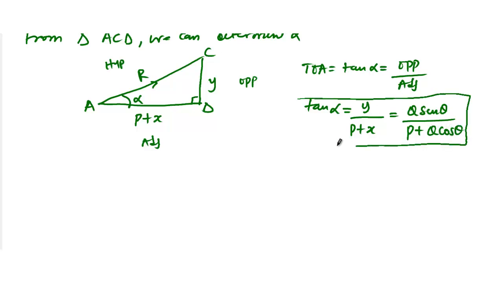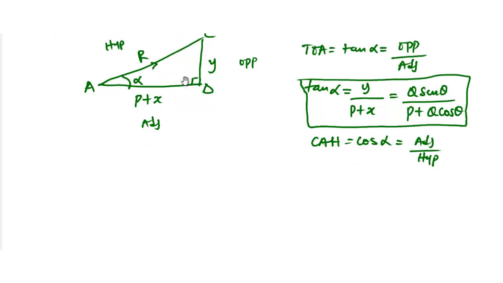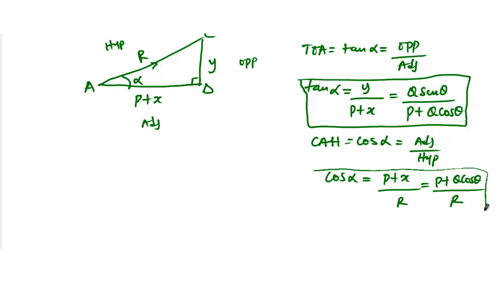So that is if we use tan. However, we can use CAH. So we know that CAH is cos alpha. And cos alpha is adjacent over hypotenuse. So let's look at it together. Our adjacent is P plus X. So I can say that cos alpha is equal to P plus X over hypotenuse, which is R. So if I decompose this, P plus X is Q cos theta over R. So this is another way to determine the value of alpha.